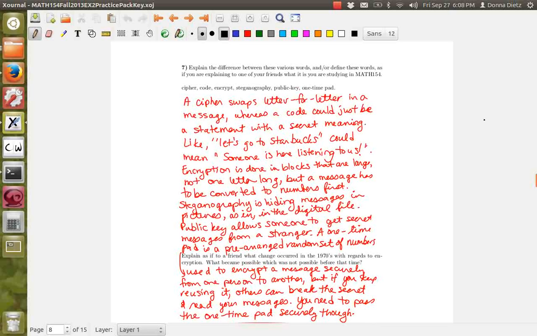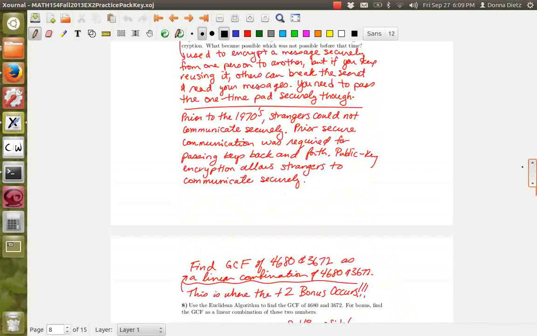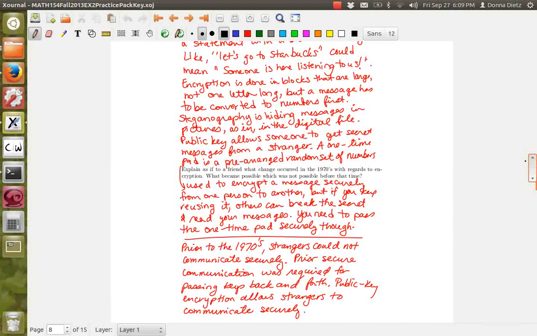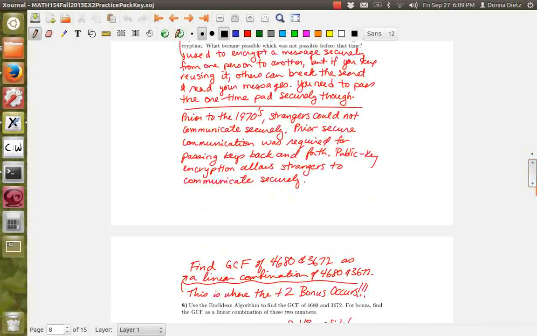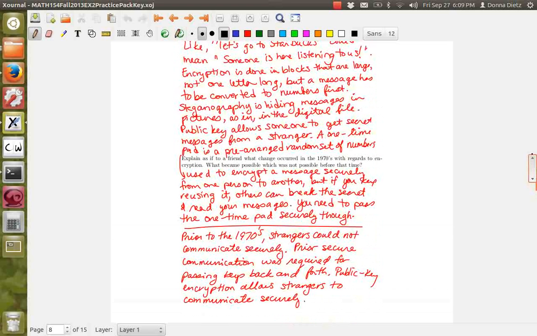There you go. Public key is where you allow someone to get secret messages from a stranger. So for example, if I want to receive secret messages, I set up a public key so people can send me messages. And a one-time pad is a prearranged random set of numbers or letters that you can use to mask a message, so that when you add the pad together with the message, it just jumbles everything up. Now you don't want to use it repeatedly, but a couple times is probably okay.